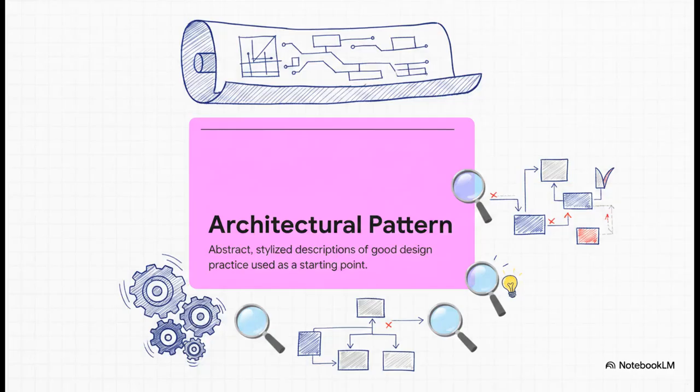Before we get into specific examples, let's nail down an important definition: architectural pattern. An architectural pattern is an abstract, stylized description of good design practice. Think of it as a blueprint capturing expert knowledge on how to organize your system. But, and this is a really crucial point, it's a starting point, not a rigid template. If you just copy and paste a pattern without thinking about it, you'll probably end up with a highly inefficient process architecture. You always have to optimize the pattern to make sure you don't have a bunch of unnecessary processes eating up your system's memory and processor time.